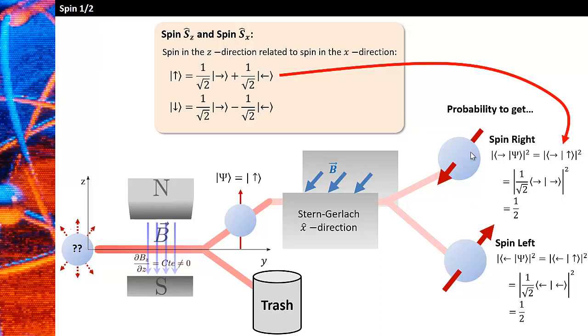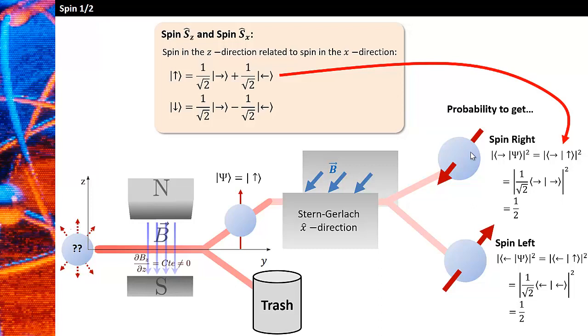A similar calculation tells us that the probability to get spin left is also 1/2. So oddly enough, we started with spin up, sent it through a Stern-Gerlach experiment in the x direction, and we found a 50% chance of getting spin right for our measurement, and a 50% chance of getting spin left. And again, whichever one you get is random for any given particle when you make that measurement. But we know that the probability will be 50-50 for getting spin right or spin left.